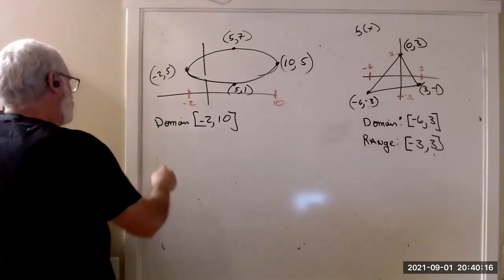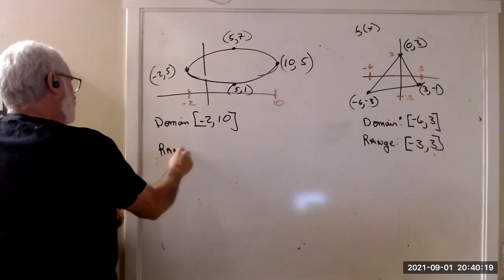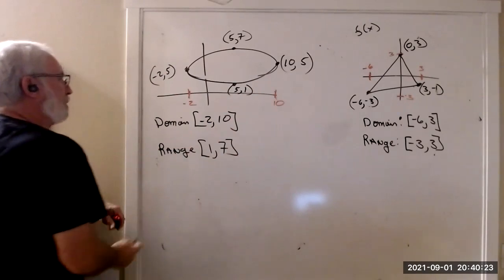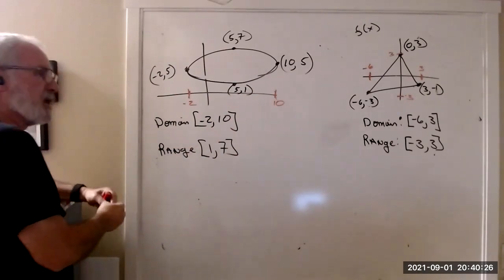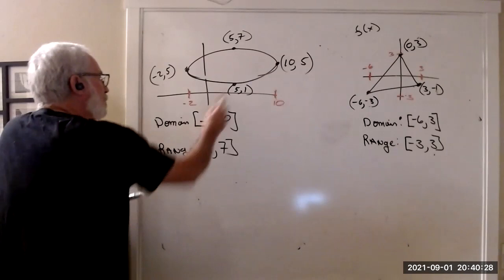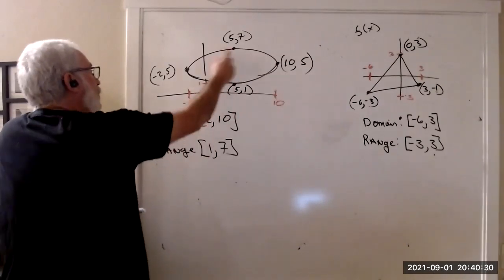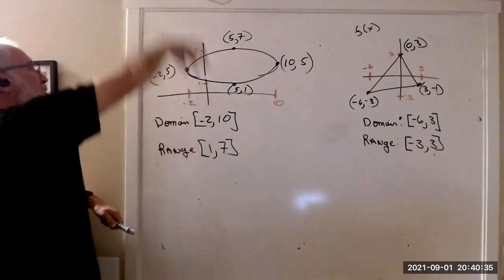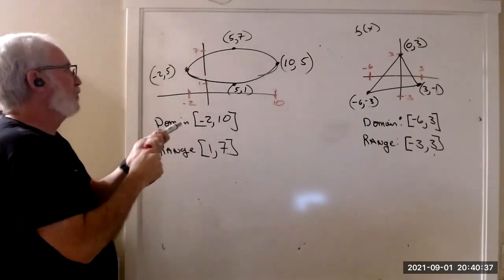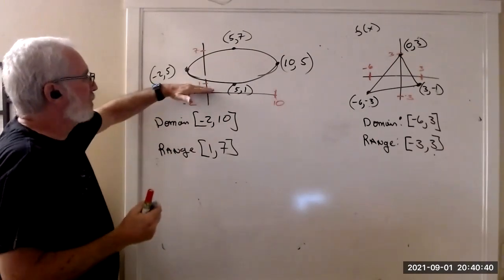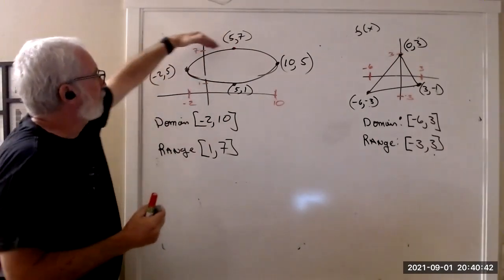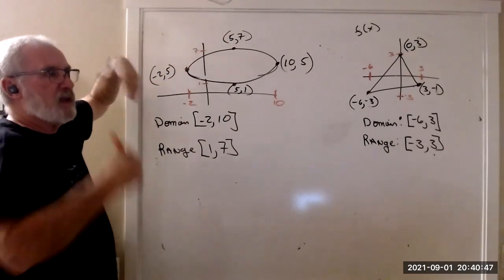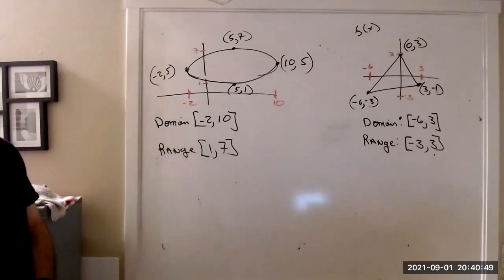Okay, range. Bracket 1, comma 7, and bracket. Yep. Again, I agree completely. Everything in between from 1, which is right about there, to 7, which is right about there. All of the y values are going to be between 1 at the low end and up here 7 at the high end. Okay, that's the concept of domain and range.